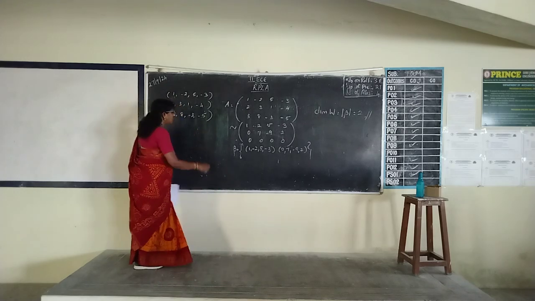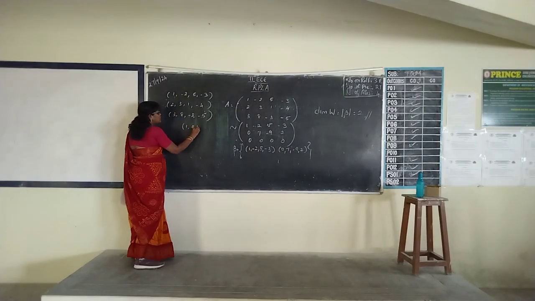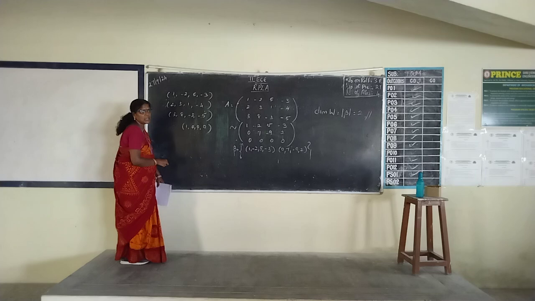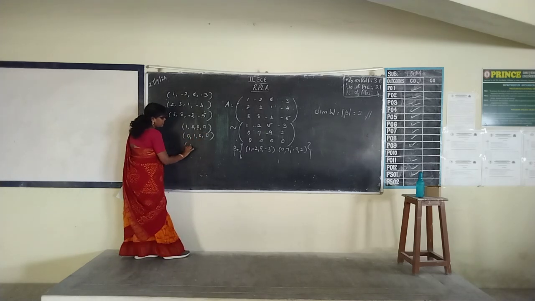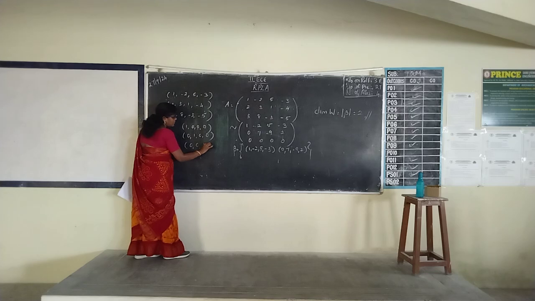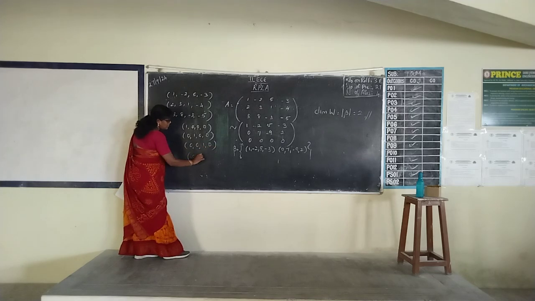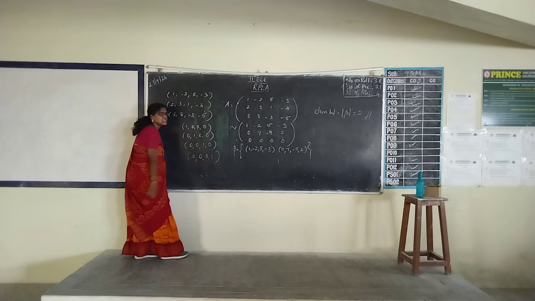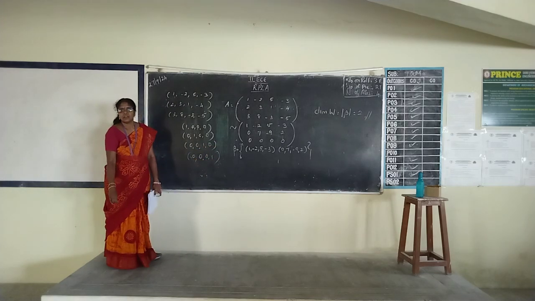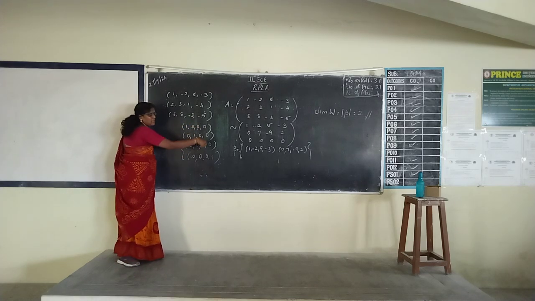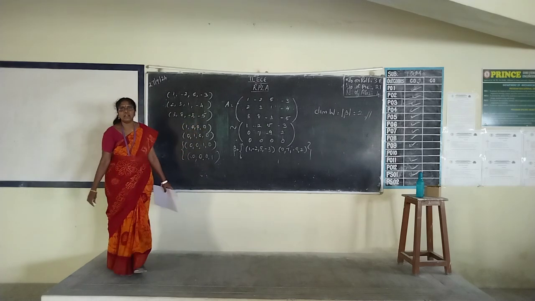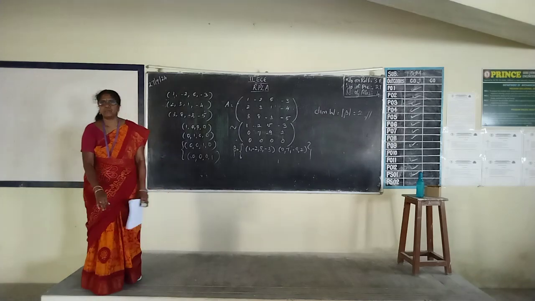1, 0, 0, 0. The next one: 0, 1, 0, 0. The third one: 0, 0, 1, 0. The last one: 0, 0, 0, 1. This is going to be the standard basis for R4. We need the third and fourth elements. So consider these two and combine. That will become the basis for the entire vector space.